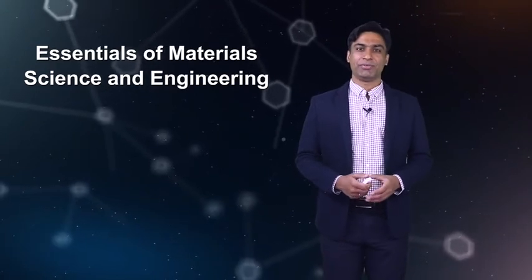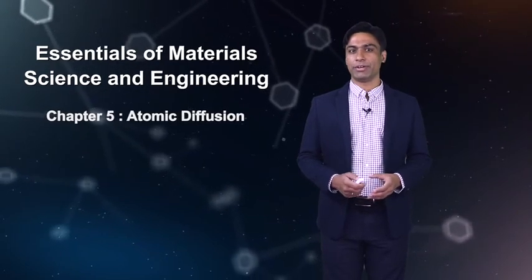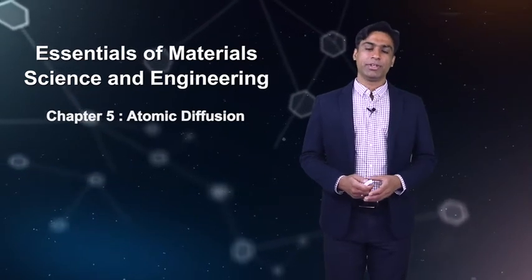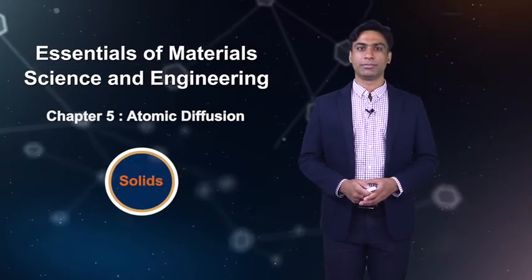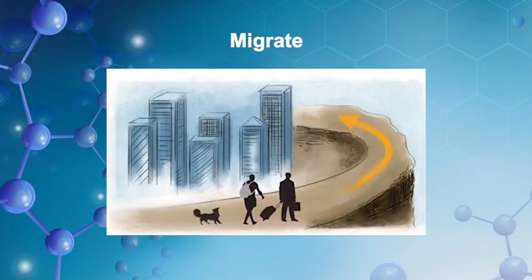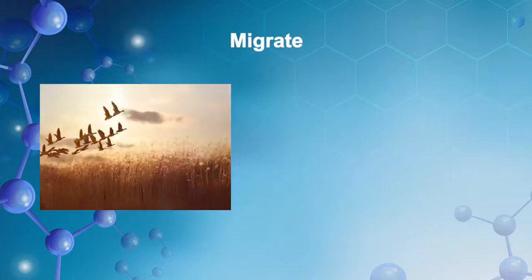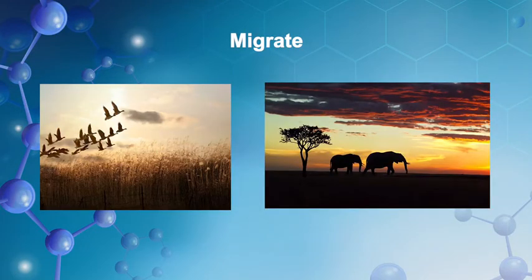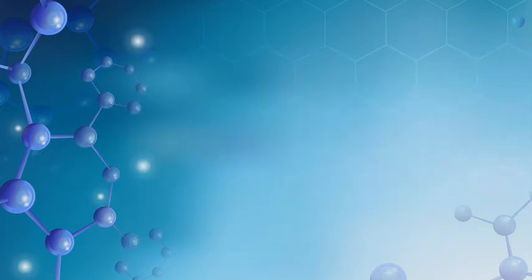In this lecture, we will discuss atomic diffusion, specifically diffusion in solids. You might have observed that people migrate from one place to another or from one country to another. Similarly, birds and mammals also migrate when the living conditions are not suitable. In the same way, atoms, ions, or molecules also migrate. This migration is known as atomic diffusion.